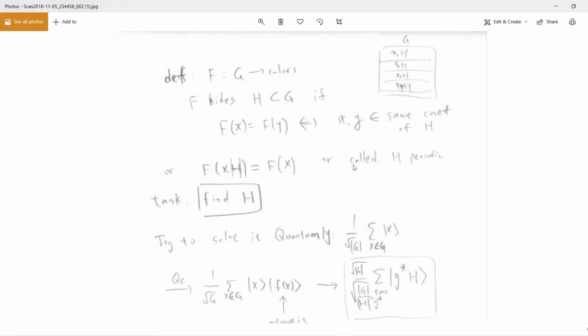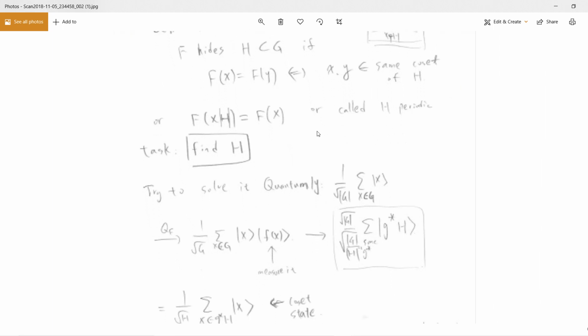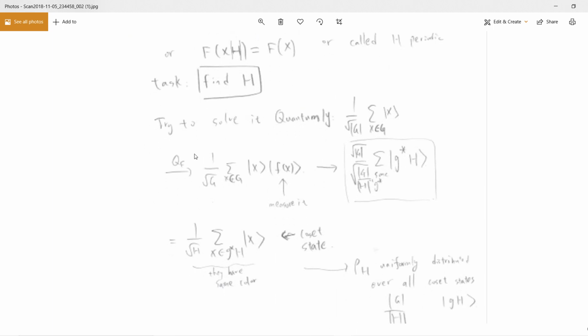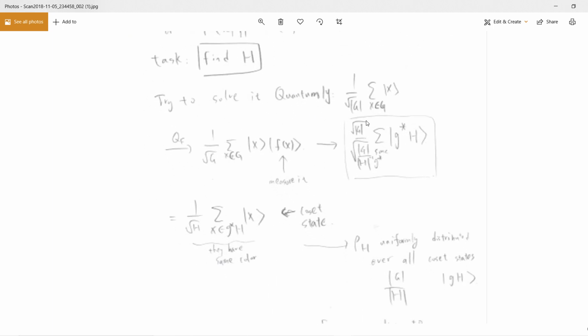If you think carefully, this definition generalizes our original period finding, if we assume that G is the integers and H is some multiples of an integer. That means Shor's algorithm can solve this problem when G is an integer. So the task is to find H, and the idea is that we can use quantum mechanics, a quantum computer.